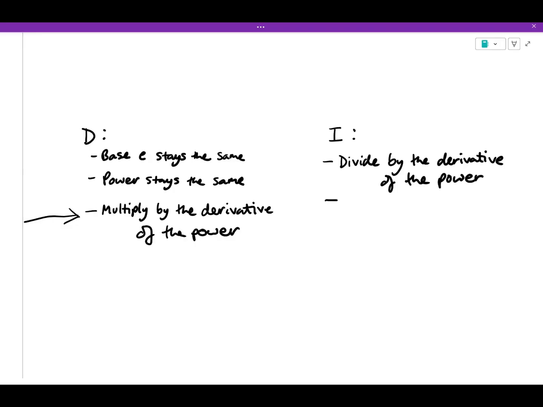Now let's move one step higher. So this one here says the power stays the same. What's the inverse of staying the same? Well, it's staying the same. So the power is still going to stay the same. And then if we move one step higher, it's very similar. It says base e stays the same. So the inverse of that would be base e staying the same.